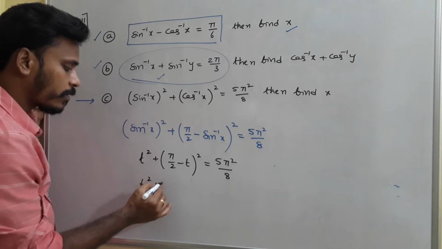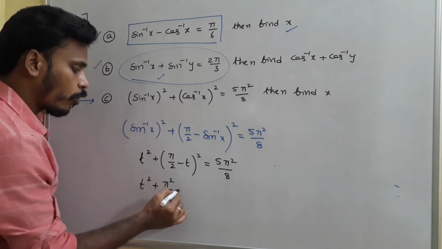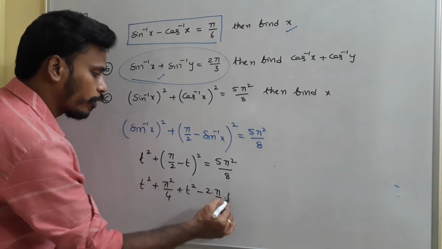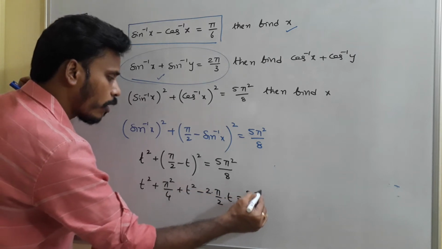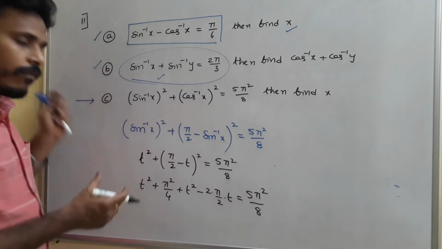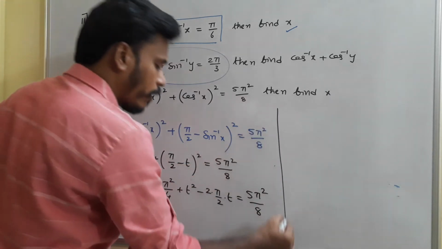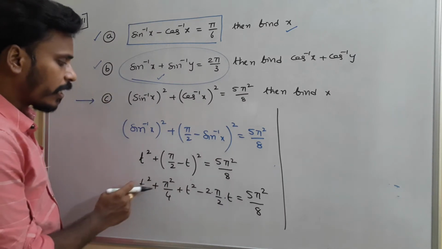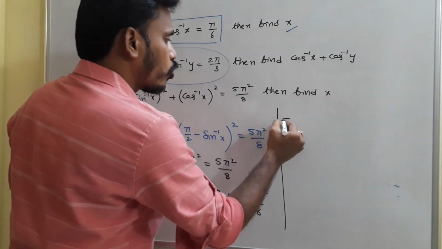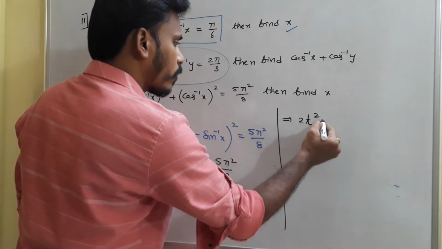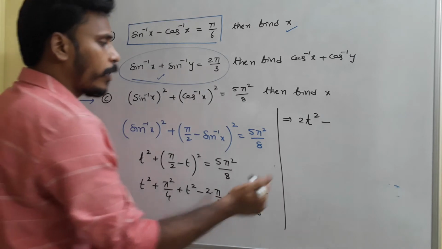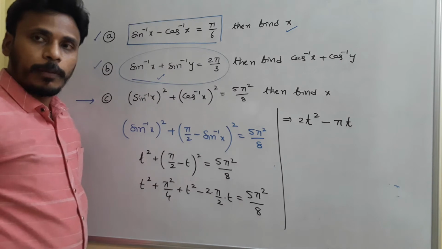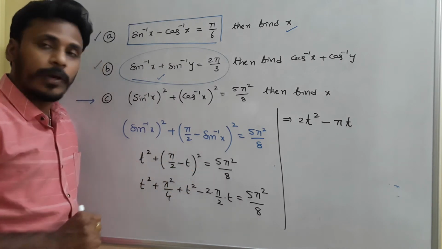So t square plus pi square by 4 plus t square minus 2 into pi by 2 into t is equal to 5 pi square by 8. We need to simplify it. We need to get the value of t. T is sin inverse x, from there x. Okay, yeah. T square plus t square is 2t square. Okay, 2t square minus 2 into pi by 2 into t is simply nothing but pi t. Okay, so this is pi square by 4 and that is 5 pi square by 8.